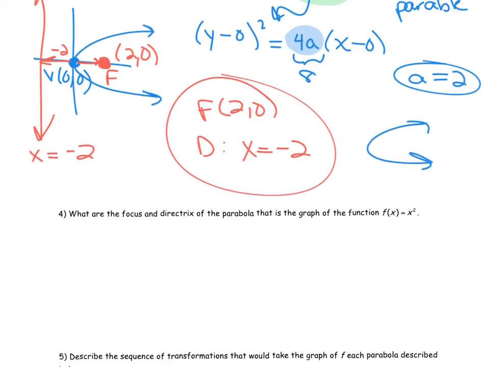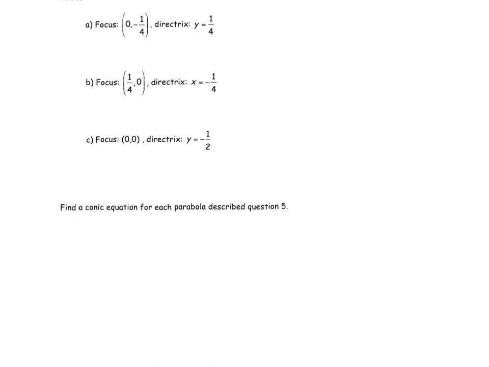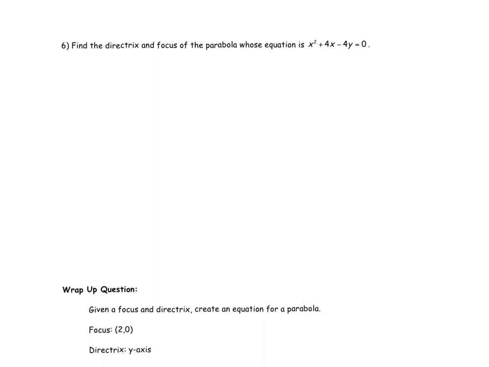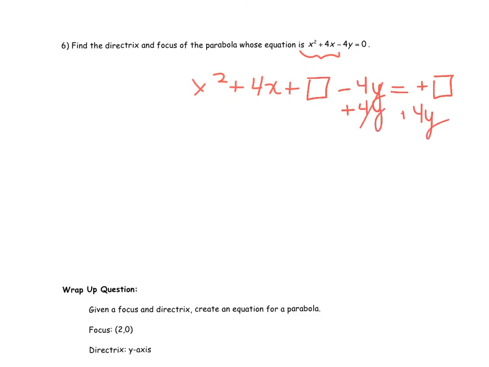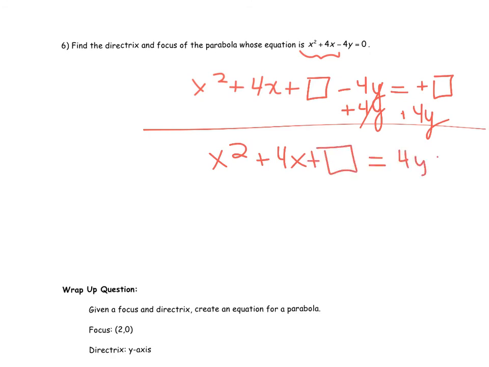Another question I would like to take a look at is question 6. We're going to find the directrix and focus of the parabola given the following equation. Now, this requires us to remember how to complete the square. So I'm going to write this out as x squared plus 4x plus blank, and then minus the 4y equals that plus blank on the right-hand side. I'm going to bring over this 4y just to make this a little easier to look at. So I have x squared plus 4x plus blank is equal to 4y plus blank.